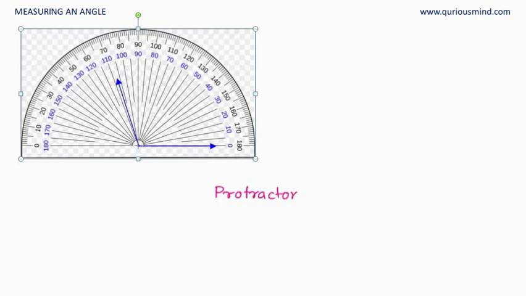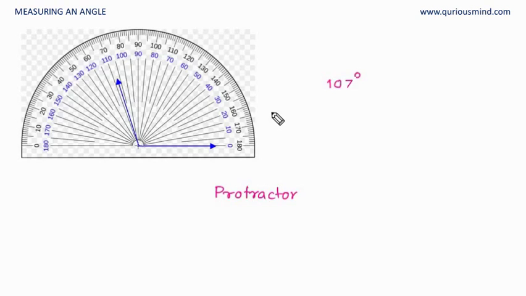Now which scale to be used? If we see here, we see a 0 here as well as a 0 inside here. We have to use the 0 where this reference ray is aligned. So if you see, the reference ray is aligned with this 0. This 0 is away from the reference ray. So we will use the inner scale now, because the inner scale is aligned with the reference ray, and from the reference ray we have to measure. So if you see here, this ray is between 105 and 110, and that means it is pointing at 107, and therefore our angle is 107 degrees.